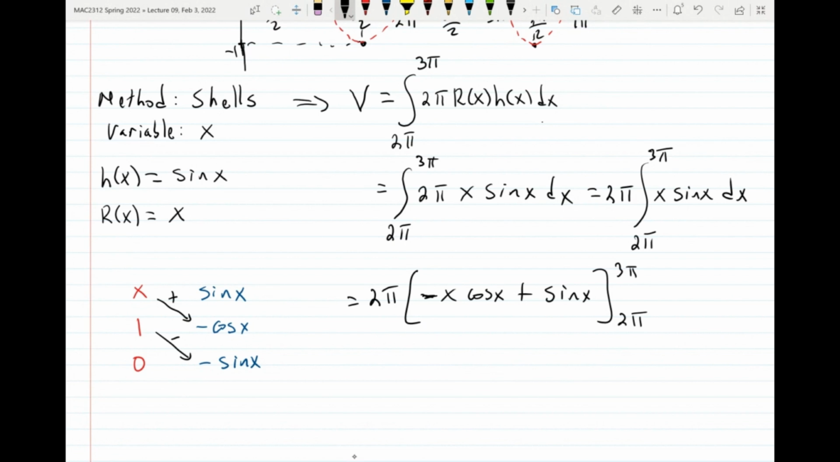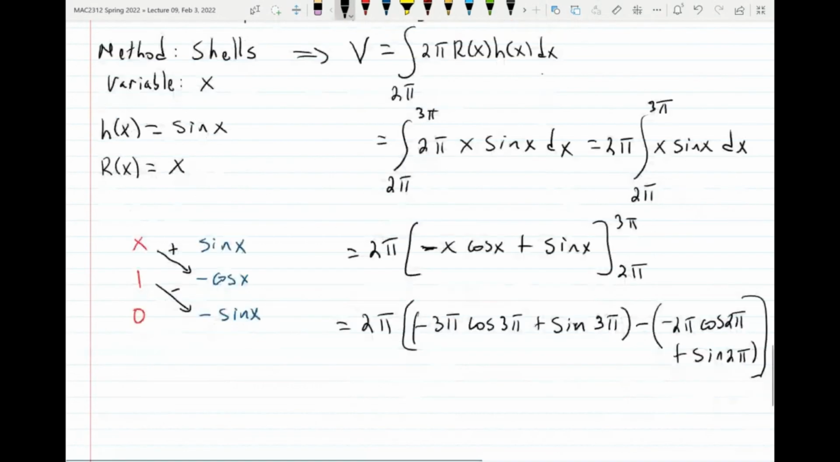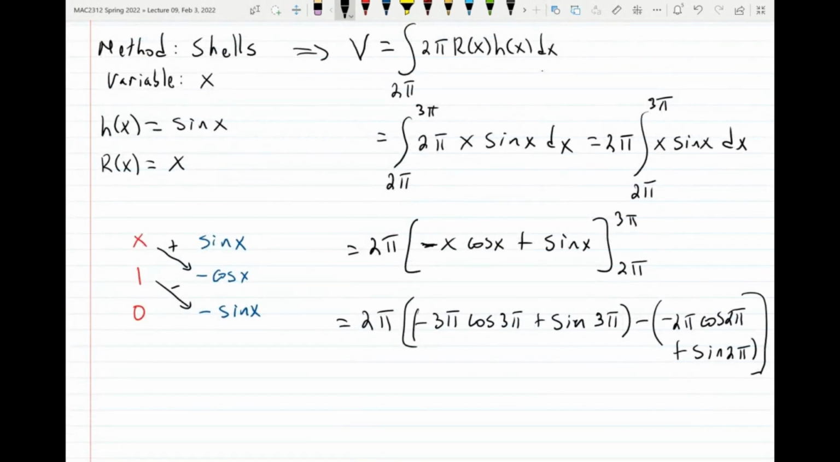And plug in your limits of integration. Okay, so we have negative 3 pi cosine of 3 pi plus sine of 3 pi, and then minus negative 2 pi cosine of 2 pi plus sine of 2 pi. All right, so let's simplify this.